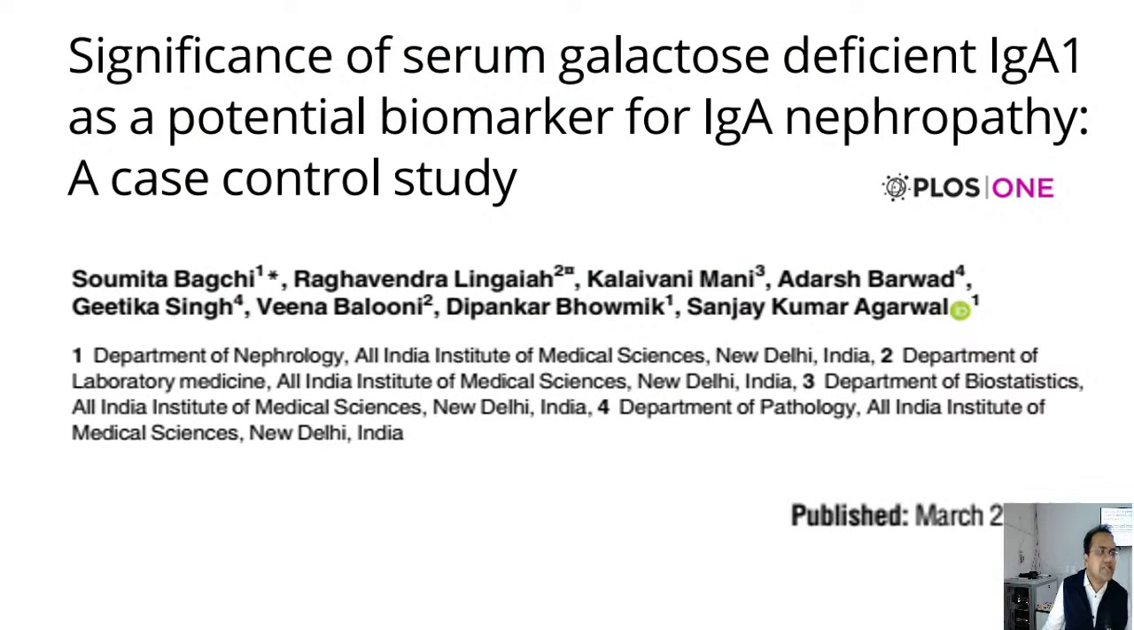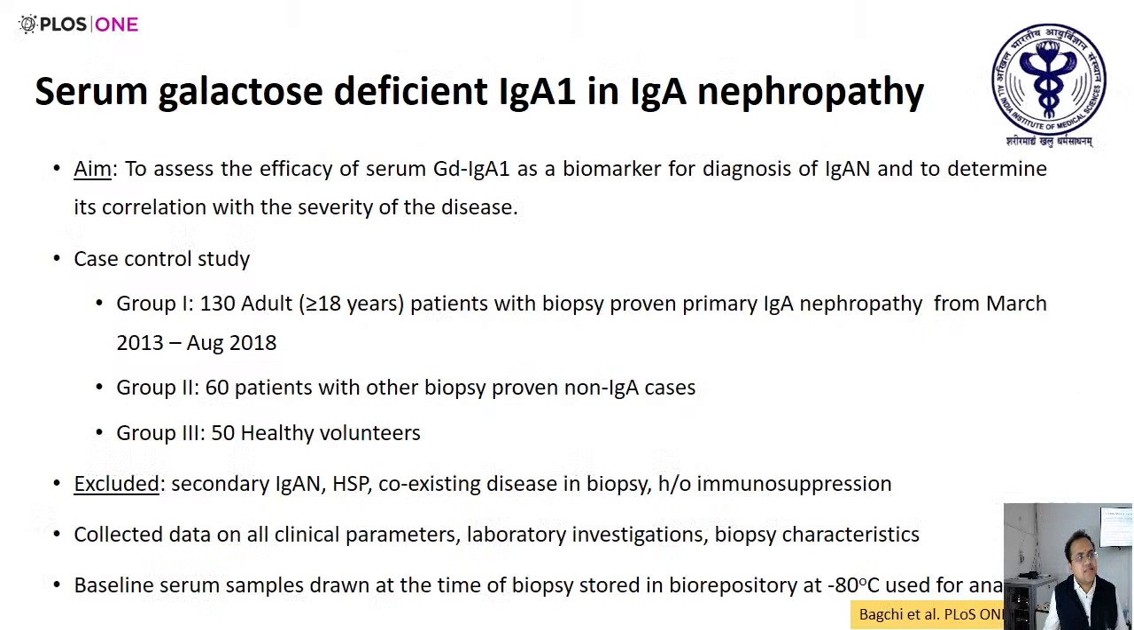At AIIMS, the first study was published in PLOS ONE. This was on serum galactose-deficient IgA as a potential biomarker for IgA nephropathy, published in 2019. The aim of the study was to assess the efficacy of galactose-deficient IgA as a biomarker, as well as to correlate it with the severity of the disease.